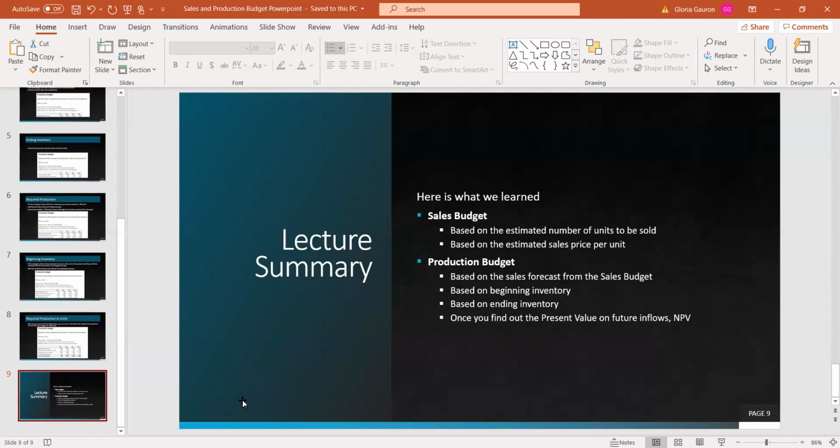So in summary, the sales budget is based on the estimated number of units to be sold and the estimated sales price per unit. And then the production budget is based on the sales forecasts from that sales budget, and it's based on the beginning inventory that you already have in stock and the ending inventory that you want to maintain should you meet that sales goal.